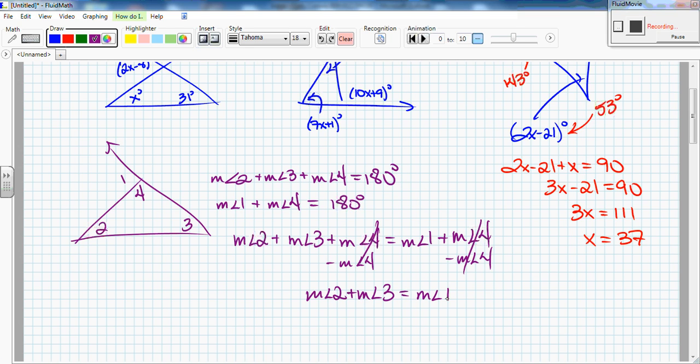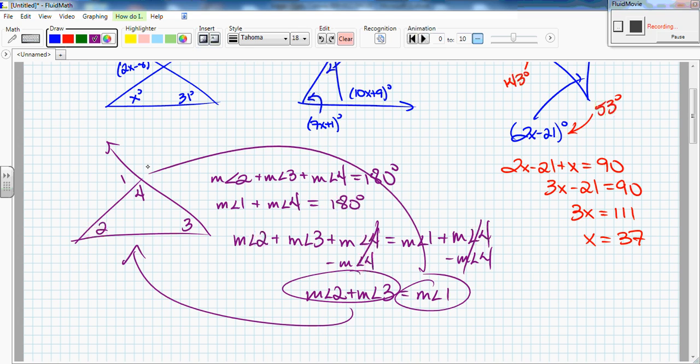So when we refer that back to the diagram, 2 and 3 are what we call the two non-adjacent interior angles, and angle 1 is the exterior angle. So all we started with was a triangle with a single exterior angle, and we proved that the exterior angle measure will always be equal to the sum of the two non-adjacent interior angles. 1 and 4 are adjacent because they're next to each other. That means they share a vertex on the side. So that's always going to be the case. The measure of the exterior angle is equal to the sum of the two non-adjacent interior angles.